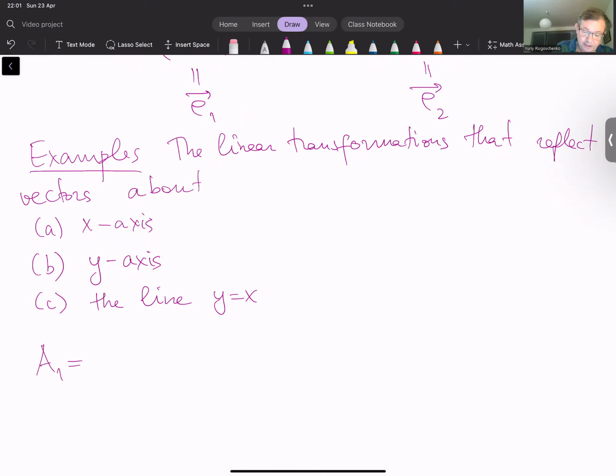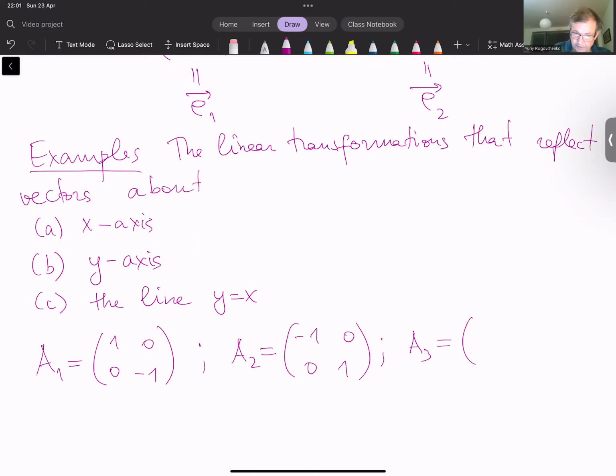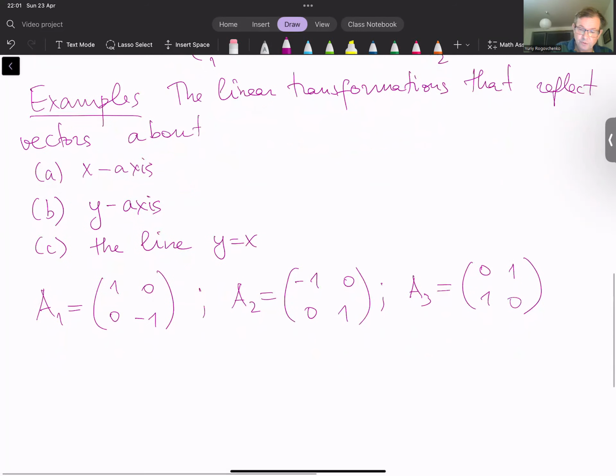For the reflection about the x-axis, the matrix has the following form. For the second case, when we reflect about the y-axis, the matrix is defined as follows. And in the last case, the matrix which defines the reflection about the line y equals x is given in the following form.